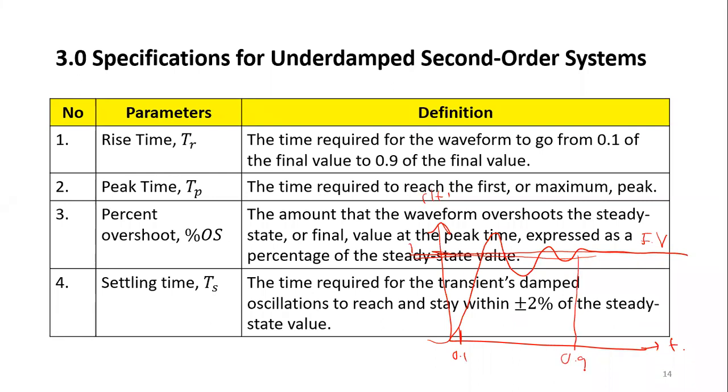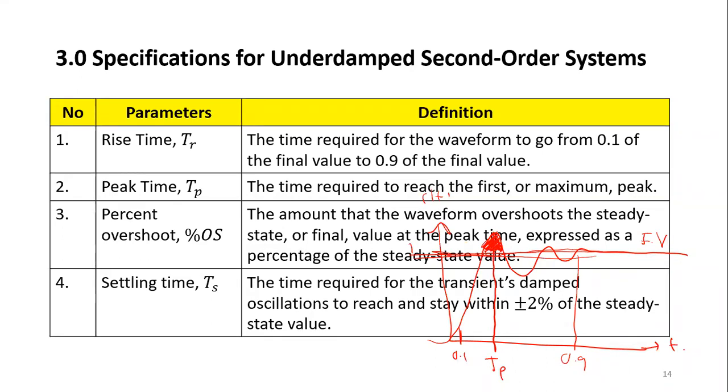The peak time is the time required to reach the first or maximum peak here. So we need to know the peak time. The percent overshoot is the amount that the waveform overshoots the steady state value at the peak, expressed as a percentage. How much the overshoot is, is what we need to know here, because later on we need to control it to make it smaller.